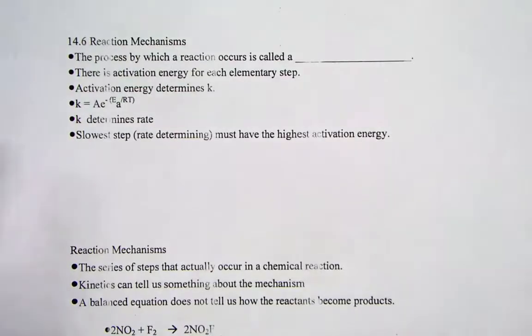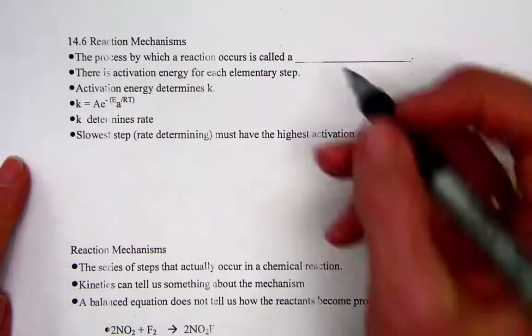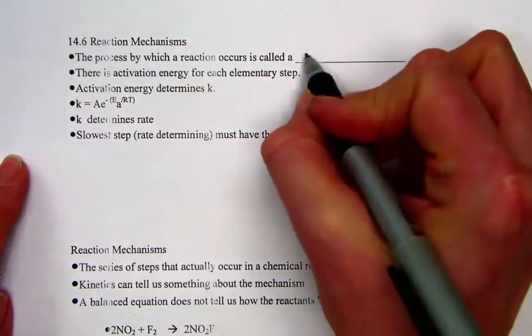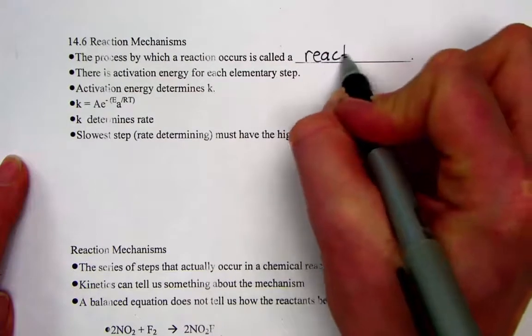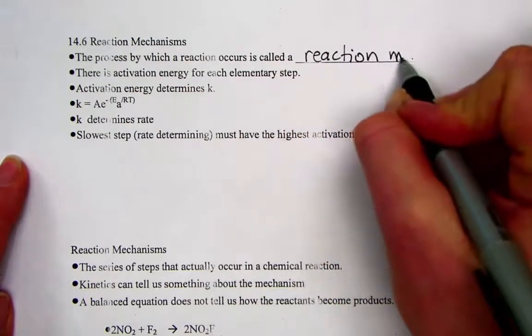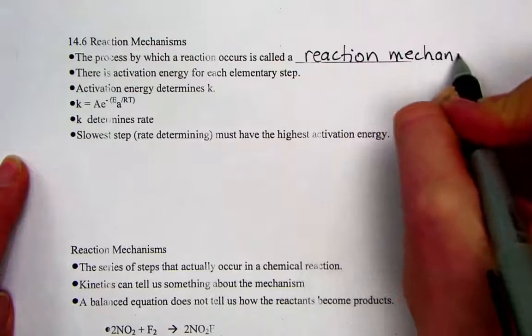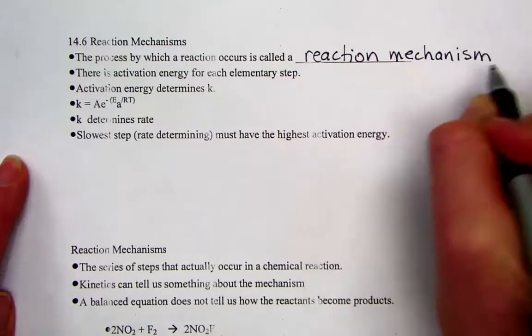The next part of our kinetics chapter deals with reaction mechanisms, looking at a rate law. Rate is equal to k times the concentration of our reactants raised to some order, and using that information to try to develop an understanding of the pathway in which the reactants took to reach the products. The process by which a reaction occurs is typically called a reaction mechanism, a multi-step process in which reactants collide to turn into a product.